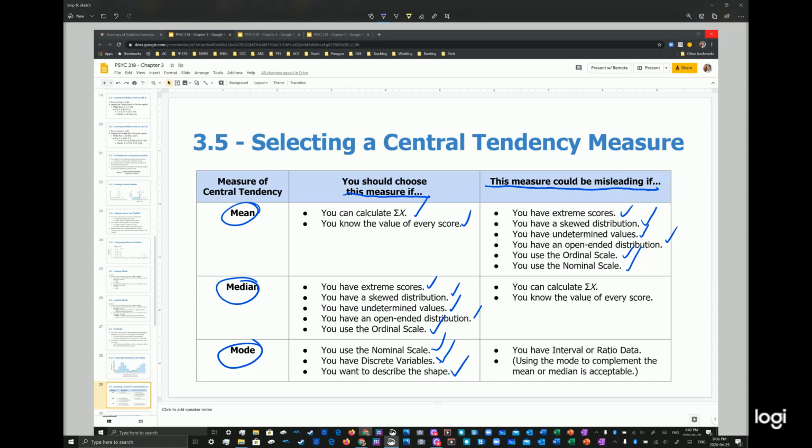And mode is useful when you want to describe the shape, because the mode always refers to an actual value in the data, by looking at the shape of the distribution. Conversely, if you use the mode, it would not be as good for interval or ratio data. However, if you happen to find the mode, especially for normal distributions, the mode is automatically there, and so it would complement the mean and the median.